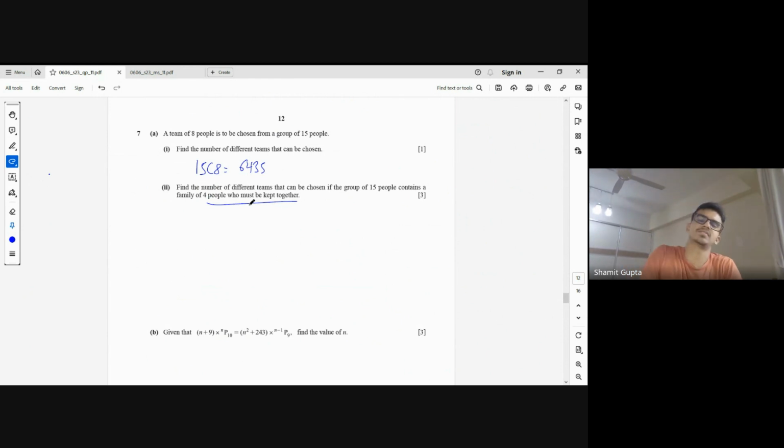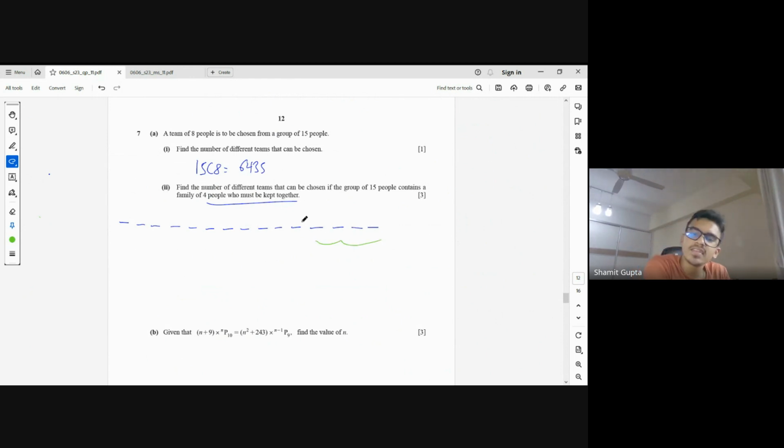So 3 marks. See, this is my idea, but I'm not sure about this 3 marks. Okay, so I'll just draw 15 squares just to show my idea. 1, 2, 3, 4, 5, 6, 7, 8, 9, 10, 11, 12, 13, 14, 15. Okay, good. 4 people must be kept together. 1, 2, 3, 4. Suppose these must be kept together.